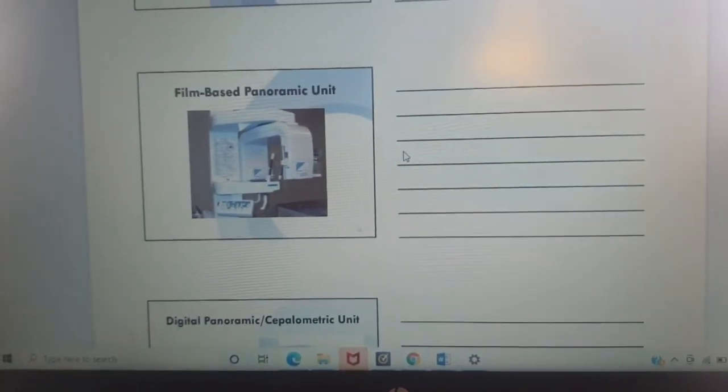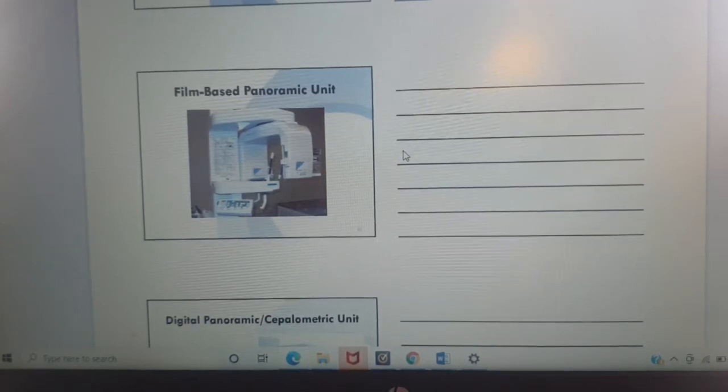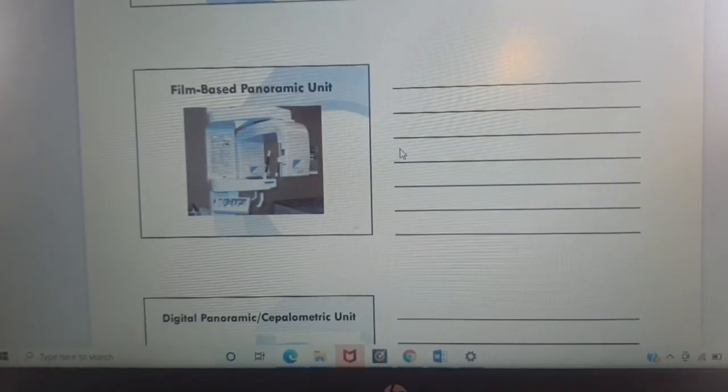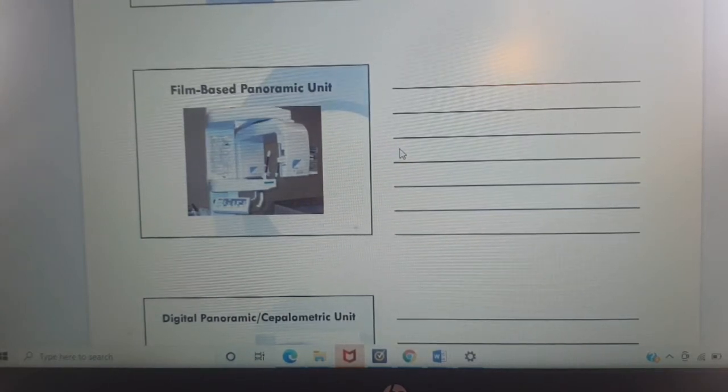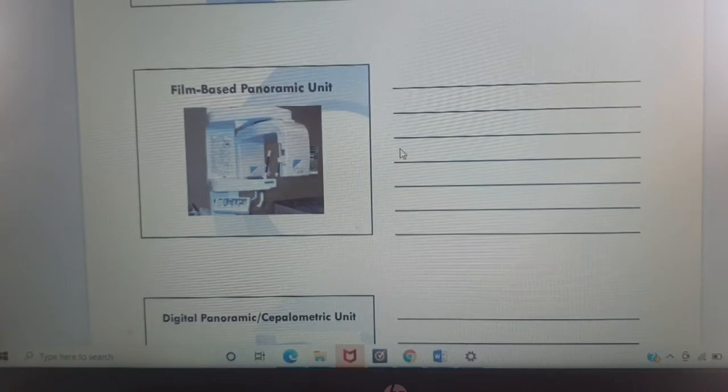With this unit, ladies and gentlemen, they are constantly being updated and improved. From 5 years ago versus today, a lot of improvements have been made, but some things still fundamentally stay the same. So these units differ essentially by the size and shape of the focal trough, the number and location of the rotational centers, and the type of cassette holder that can be used for the x-ray film. All units, however, ladies and gentlemen, include the basic following components.